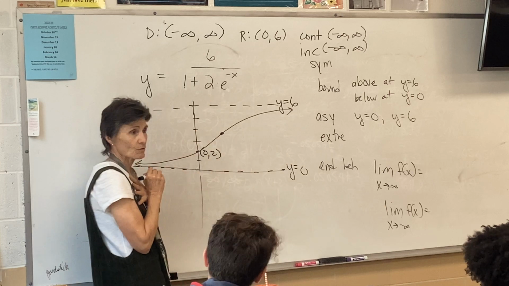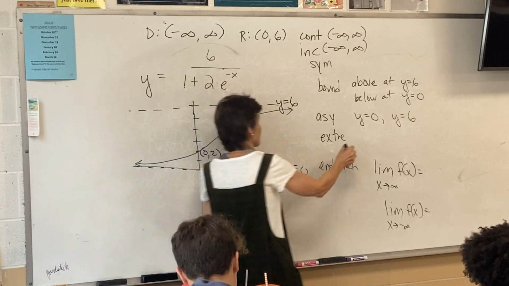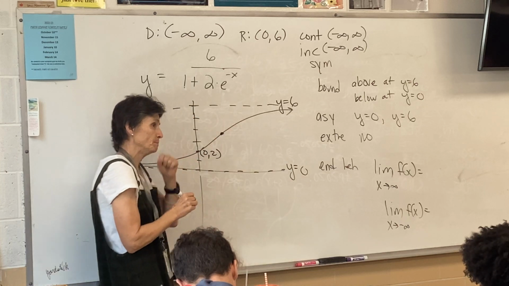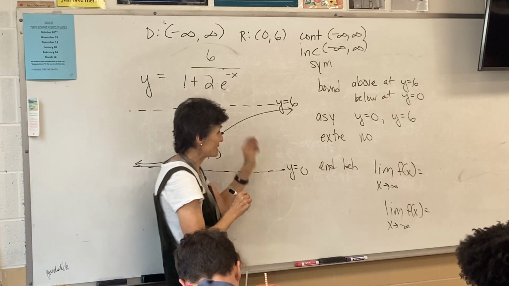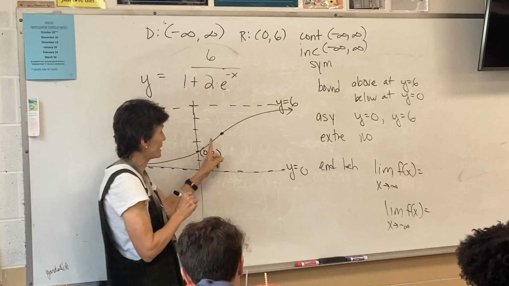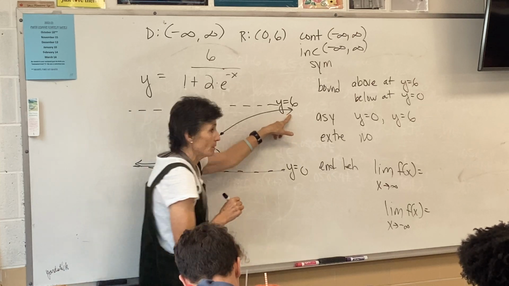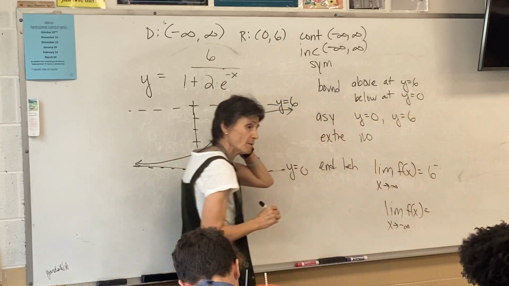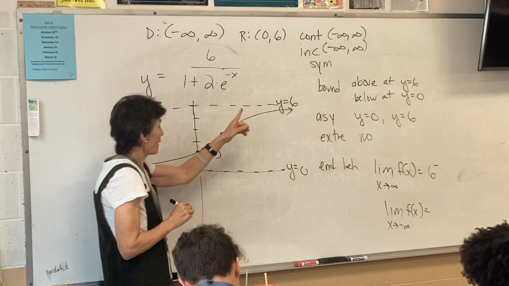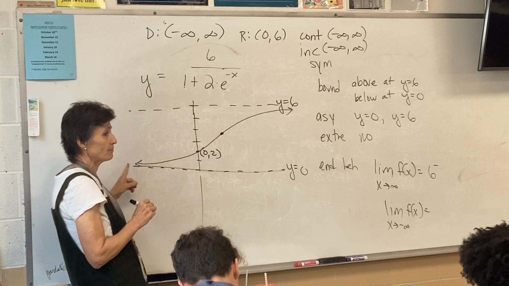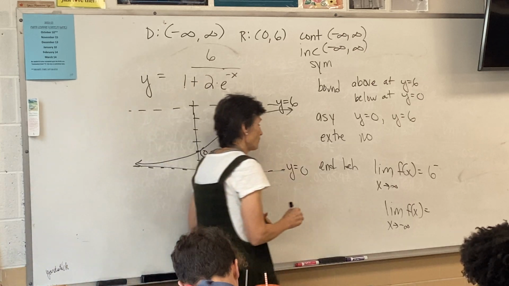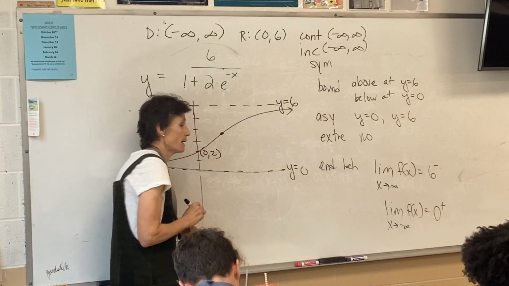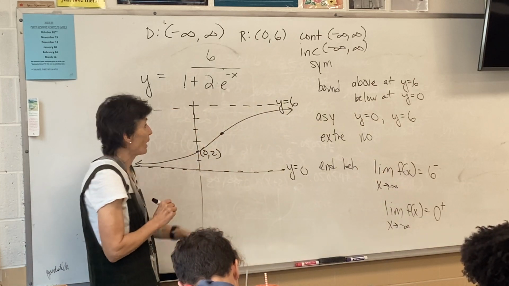Does it have any extrema? No. And let's talk about its end behavior. What happens as we go all the way to the right? We approach 6 from the bottom. Very good. What happens as we go all the way to the left? 0 from the top. All right, so we took care of what was required there.